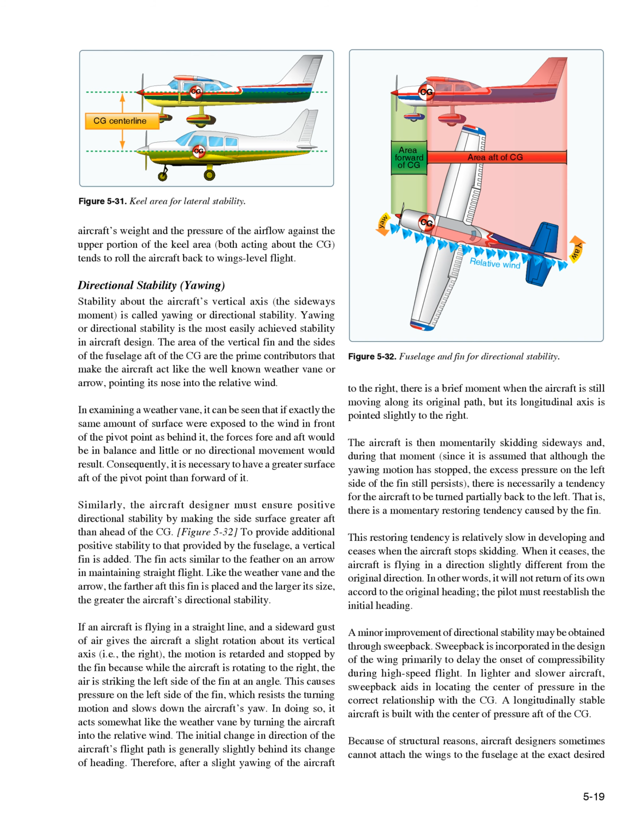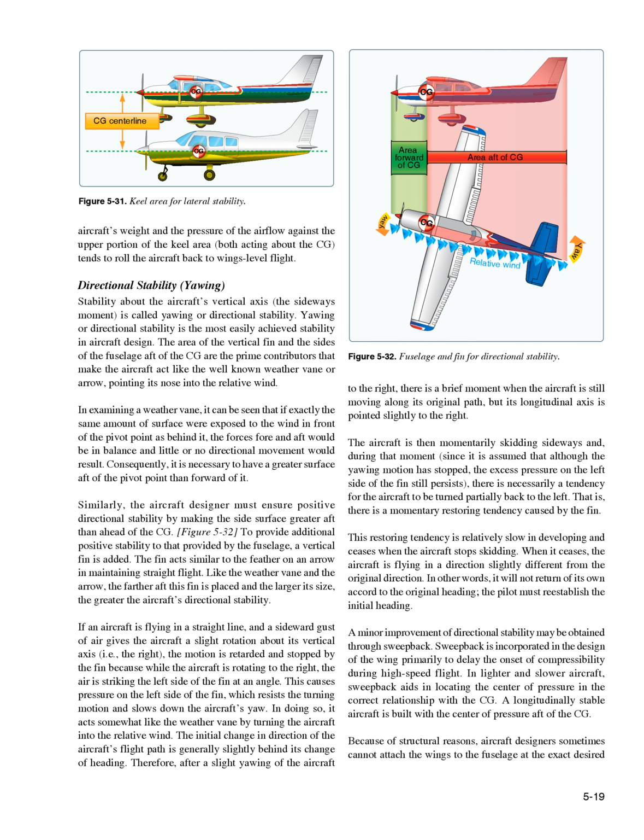In examining a weather vane, it can be seen that if exactly the same amount of surface were exposed to the wind in front of the pivot point as behind it, the forces fore and aft would be in balance and little or no directional movement would result. Consequently, it is necessary to have a greater surface aft of the pivot point than forward of it. Similarly, the aircraft designer must ensure positive directional stability by making the side surface greater aft than ahead of the CG. Figure 5-32. To provide additional positive stability to that provided by the fuselage, a vertical fin is added.